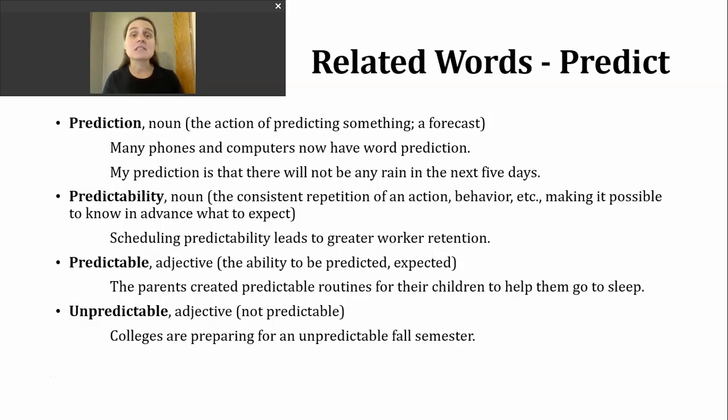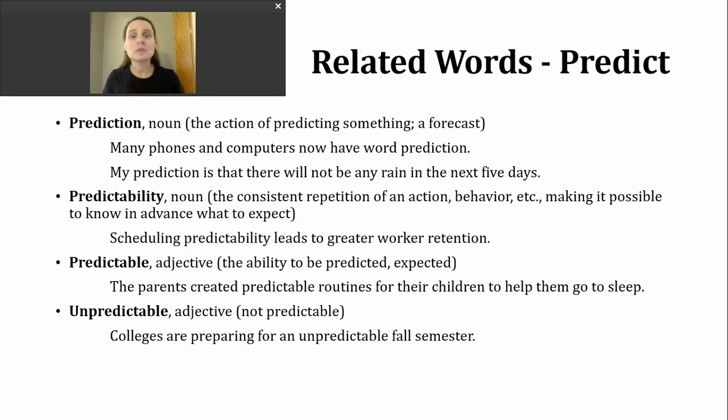Let's take a look now at some words that are related to our verb predict. The first word is prediction. It's a noun. It could mean the action of predicting something. There's an example sentence. Many phones and computers now have word prediction. And really what that means is as you're typing, it might be suggesting the next word or might be suggesting a completed form of the word you've started. So again, it's kind of thinking into the future. Do you mean this? Do you want to say this next?